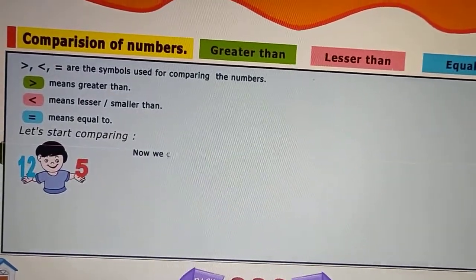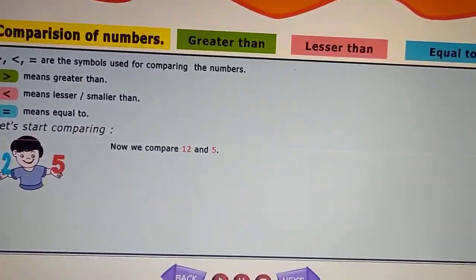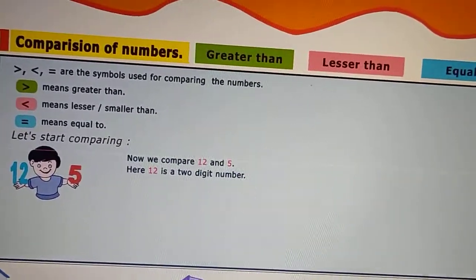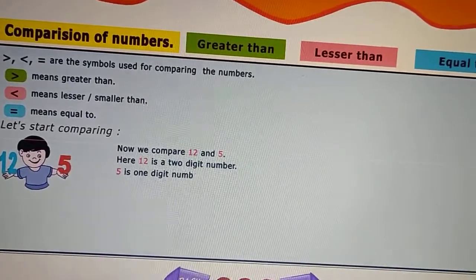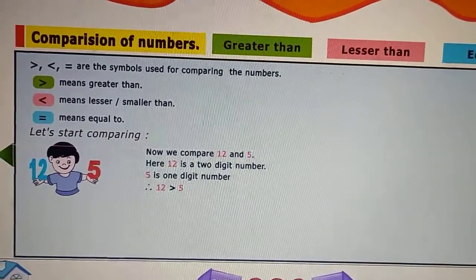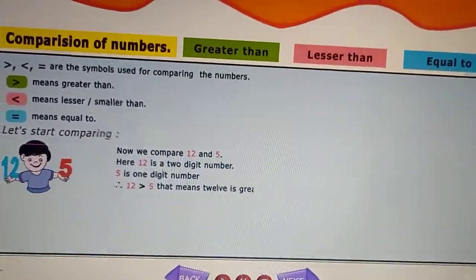Now we compare 12 and 5. Here 12 is a 2-digit number. 5 is a 1-digit number. Therefore 12 is greater than 5. That means 12 is greater than 5.